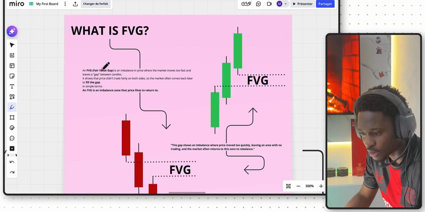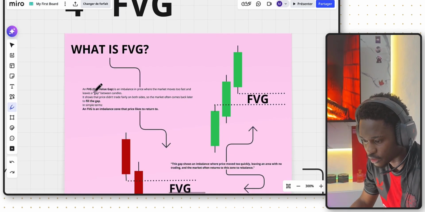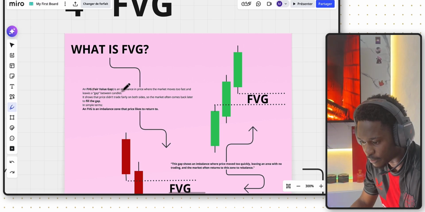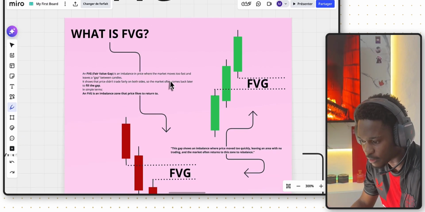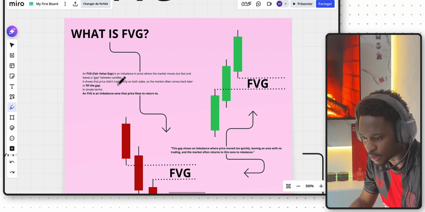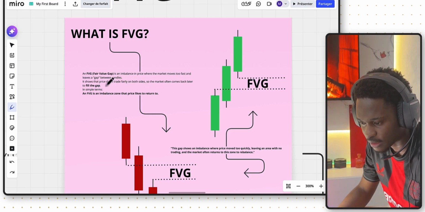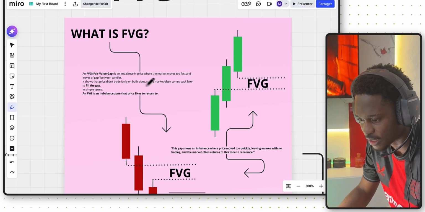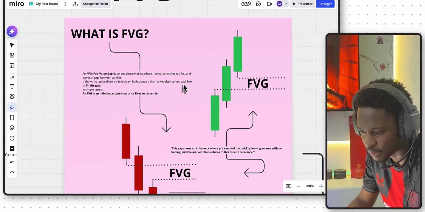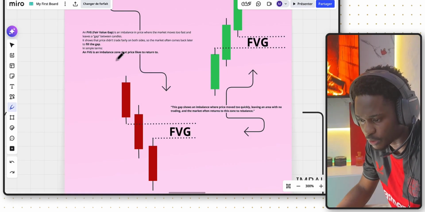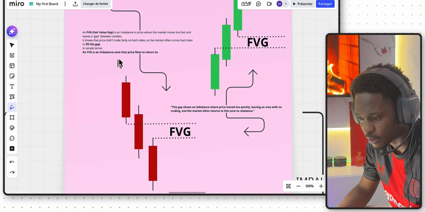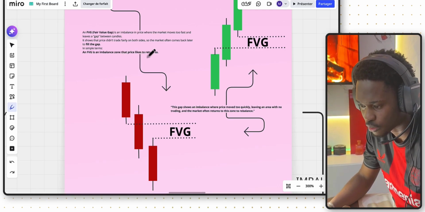Okay, here we are. What is FVG? An FVG is fair value gap. That's how we call it. An FVG is an imbalance in price where the market moves too fast and leaves a gap between candles. It shows that price didn't trade fairly on both sides, so the market often comes back later to fill the gap. In simple terms, an FVG is an imbalance zone that price likes to return to.